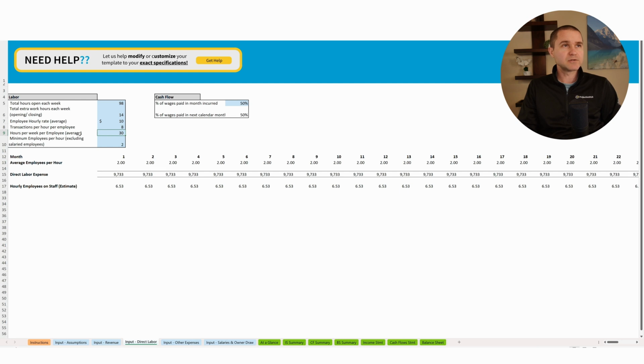So then we say how many hours per week per employee. It'd be 30 hours, or we can set whatever that is. And then the minimum employees per hour. So let's say we always have to have at least 2 employees, no matter what our sales volume looks like. So all of that will help us calculate our direct labor expense here.